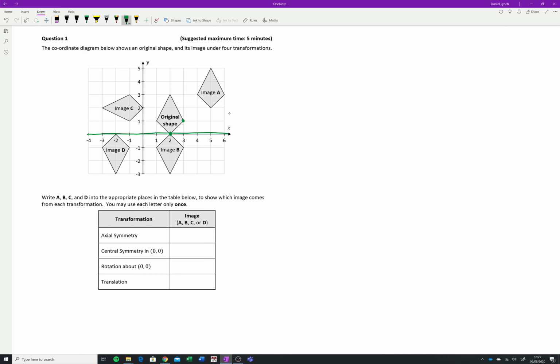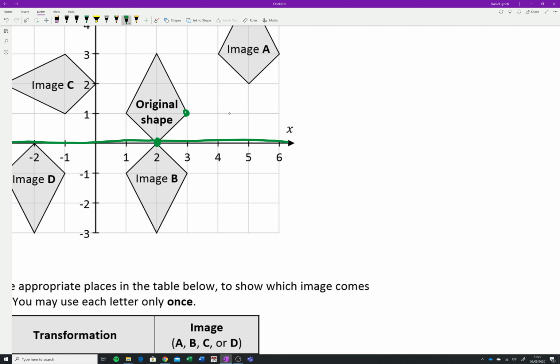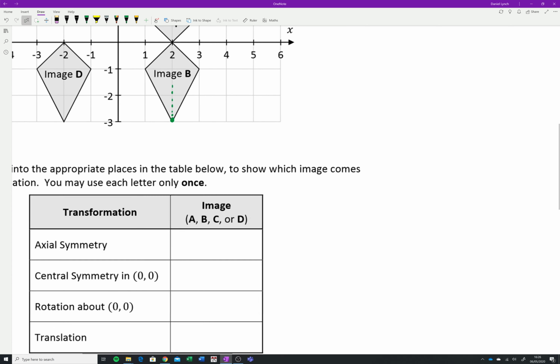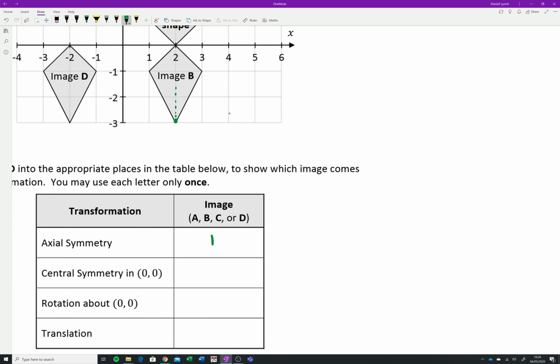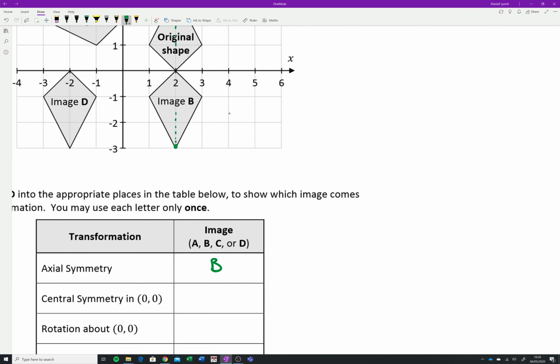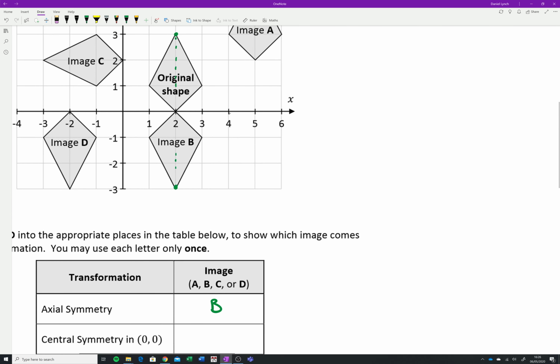This point here, let's just zoom in on this. This point here would go through the line and back out the same distance and direction, and it would end up there. This point would end up going straight through the line and end up there. Perfect. This one here goes all the way through the line, same distance and direction, and ends up there. So you can see here we are dealing with axial symmetry. So for that one, I would want to be saying that B is axial symmetry, that the original shape goes to B when you do that.